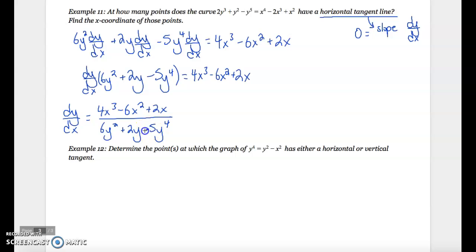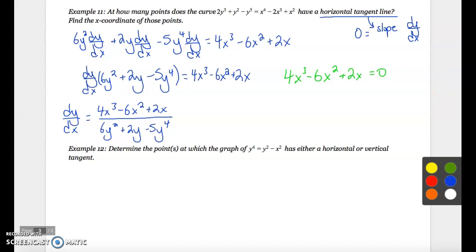Awesome. So now that I have my first derivative, basically I'm trying to figure out where my first derivative, aka my slope, equals 0, because that would be where I have a horizontal tangent line. So to do that, I take my numerator, 4x to the 3rd minus 6x squared plus 2x, and I set it equal to 0. So we're going to go ahead and work with that. Greatest common factor, 2x. And then I'll have 2x squared minus 3x plus 1.